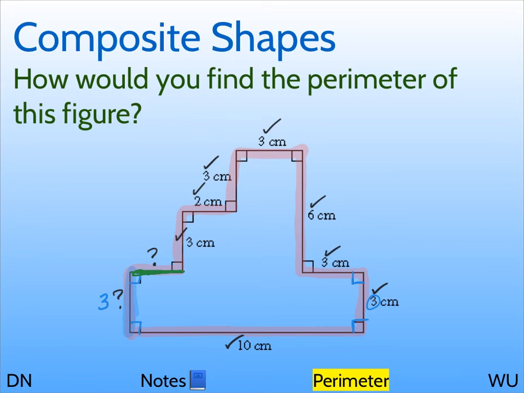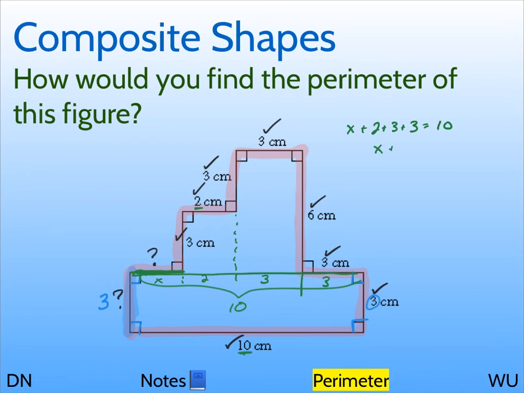One thing I know is this whole thing is 10, right? This whole distance has to be 10 because that's 10 down there. So let's start breaking it up. We know pieces of it. We know that this is 3. We know that this down here is 3 more. And we know that this is 2. So to figure out this right here, we would know that x plus 2 plus 3 plus 3 has to equal 10, or x plus 8 equals 10, subtract, and we get that this side right here equals 2 centimeters.